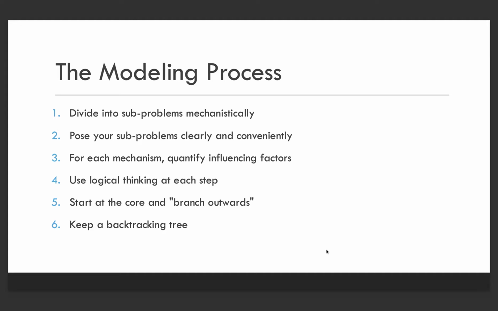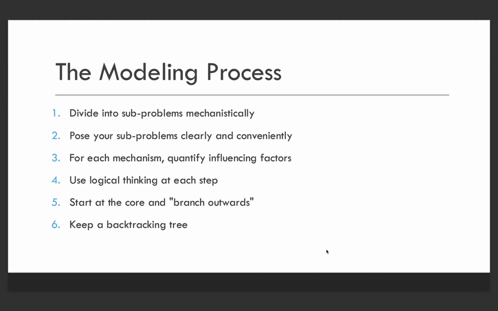As for when you're developing each mechanism, you should always begin by quantifying the influencing factors. For instance, you should clearly know whether you are investigating the number of cumulative honeybees or the honeybee density or the population density, or maybe just the population itself. So you should investigate how you quantify these factors because sometimes quantifying them in different ways can lead to drastically different results. Also, use logical thinking at each step. I don't think I need to emphasize that.